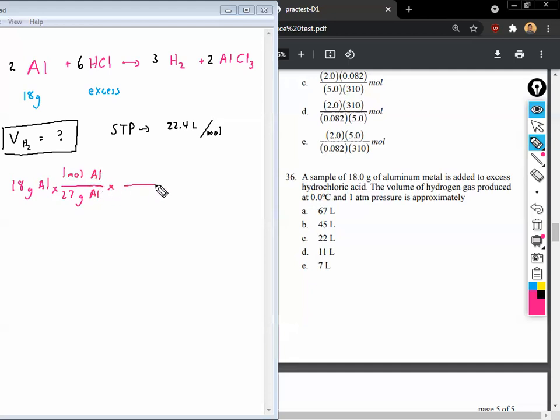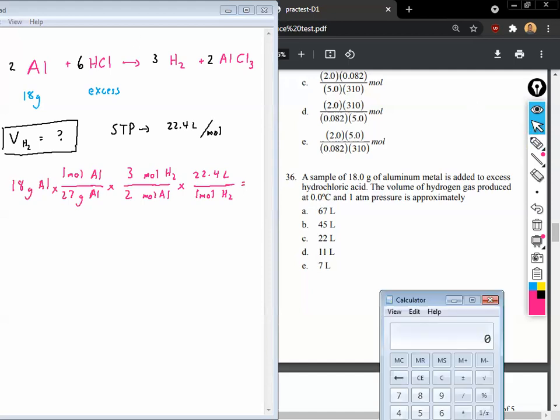Okay, next we're going to set up a fraction where we get rid of moles of aluminum and turn it into moles of hydrogen gas. We need to get the numbers from the balanced equation. On the top, we'll have 3, the bottom will have 2. And then last but not least, we know that 1 mole of hydrogen gas is equal to 22.4 liters. That is our stoichiometry equation that we can use to solve this problem. After that, just plug and chug into the calculator: 18 divided by 27 times 3 divided by 2 times 22.4. And you should get 22.4. Okay, I know, nice, easy way to end that problem, right? And so our answer is going to be C.